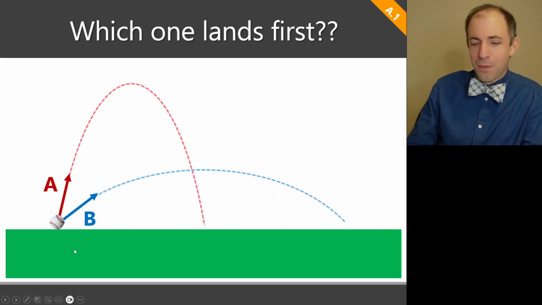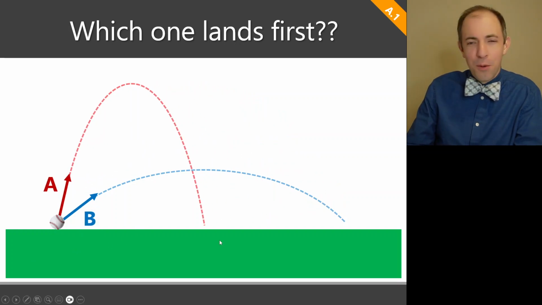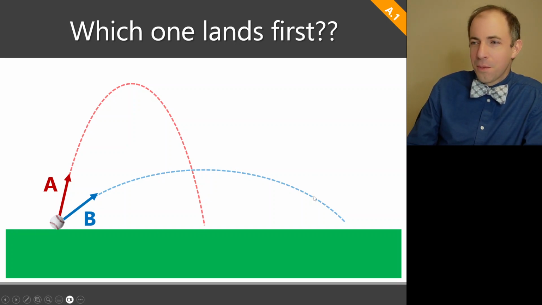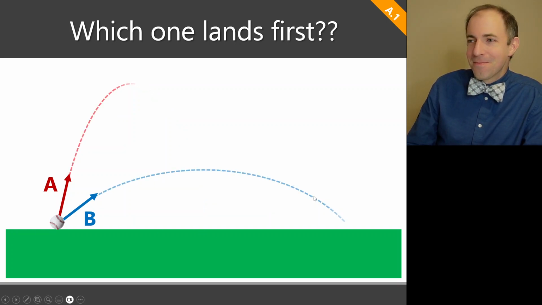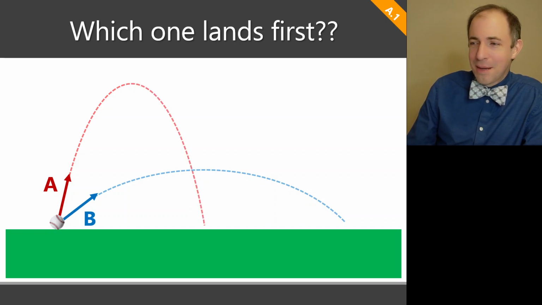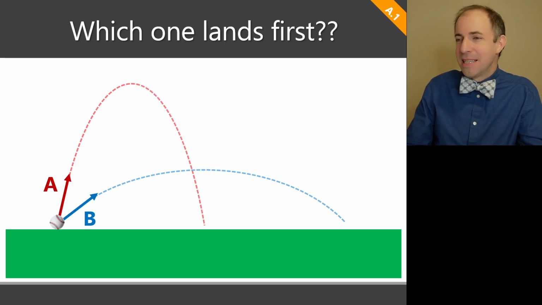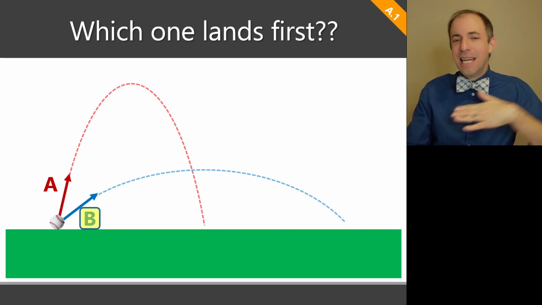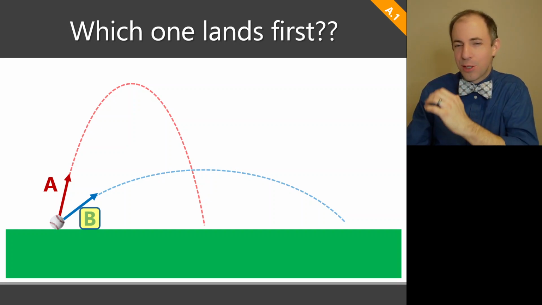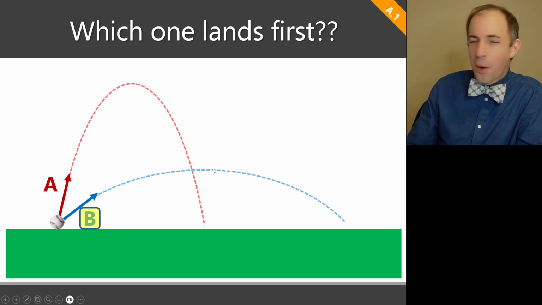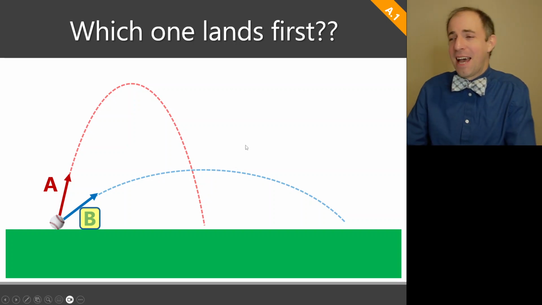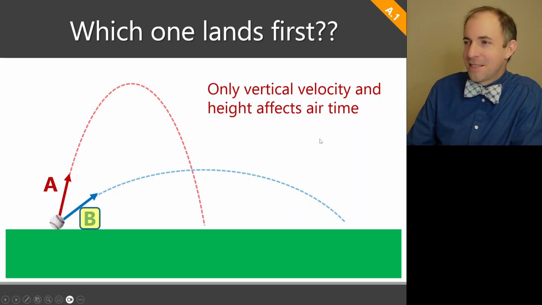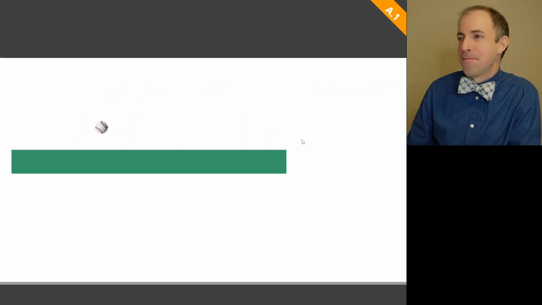See another example. What if I change their trajectories? They don't land in the same spot anymore. A doesn't go as far. B goes farther. Well, you'll see here we still follow the same rule. The higher it goes, the longer it's in the air. So B lands first. Even though it goes farther, if it's shot at a lower trajectory angle, it is not going to go as high. Because of that, it is not in the air as long. So only the vertical velocity and height affect the airtime.